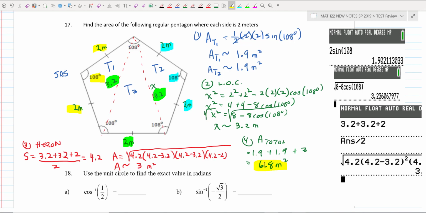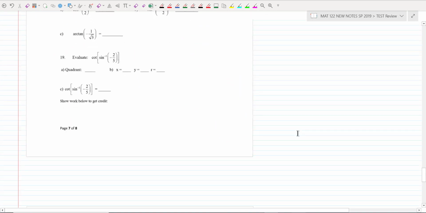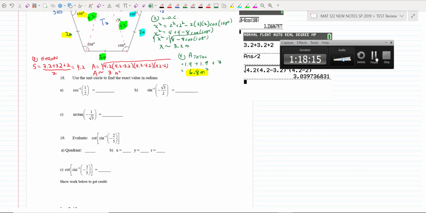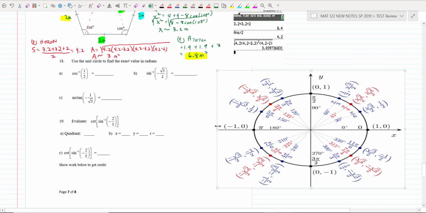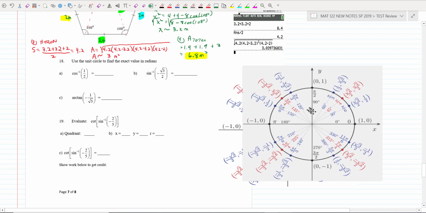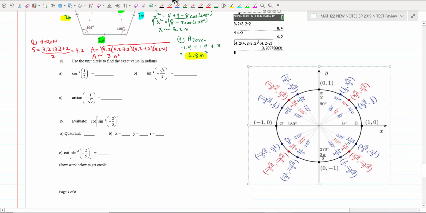Okay, next thing I want to review a little bit is inverse. Talk a little bit about inverse trig. There's my unit circle. Well, it looks more like a unit oval. There we go. That's a little better. All right, so let's just review a little bit about what we have with inverse trig functions.